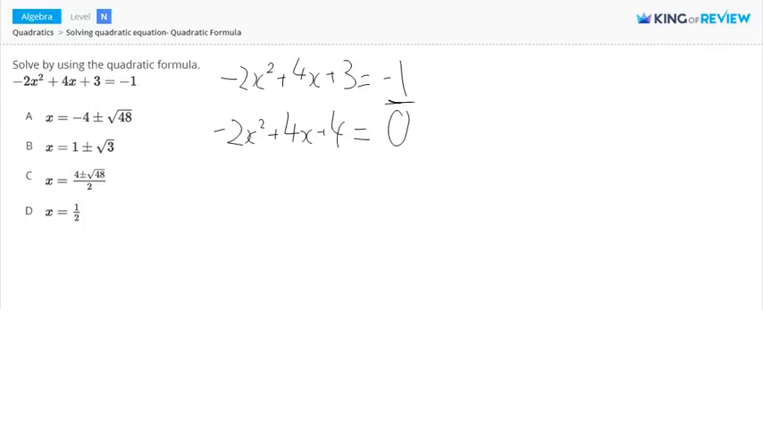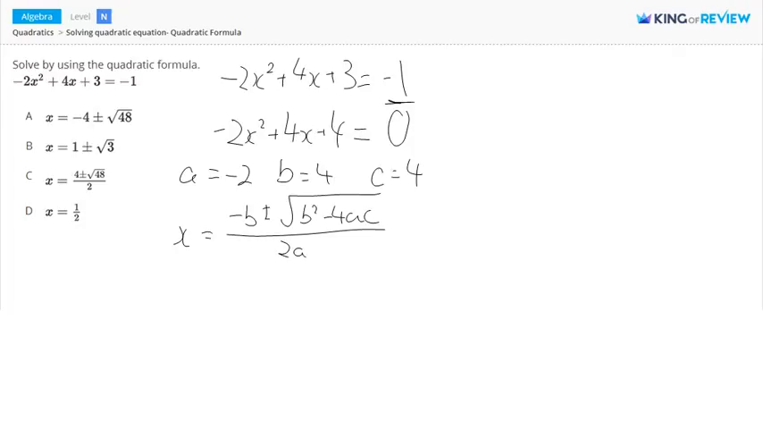Now we're ready to apply our quadratic formula. Our a value is going to be negative 2, our b value is going to be 4, and our c value is going to be 4. The quadratic formula was negative b plus or minus square root of b squared minus 4ac, divided by 2a.